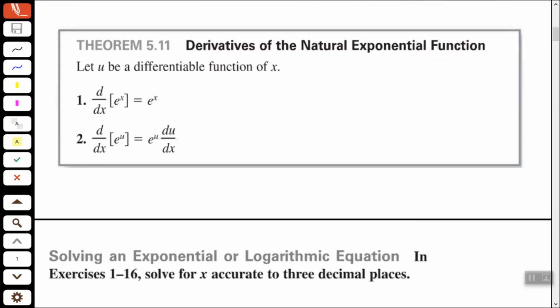All right, so this first theorem that we're going to look at is for the derivatives of the natural exponential function. It says let u be a differentiable function of x. Then d/dx of e to the x power is simply e to the x, or d/dx of e to the u is equal to e to the u du/dx, or e to the u du.